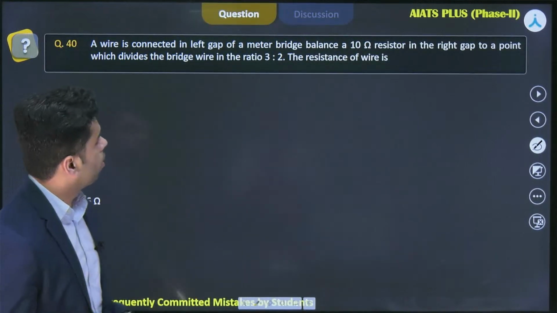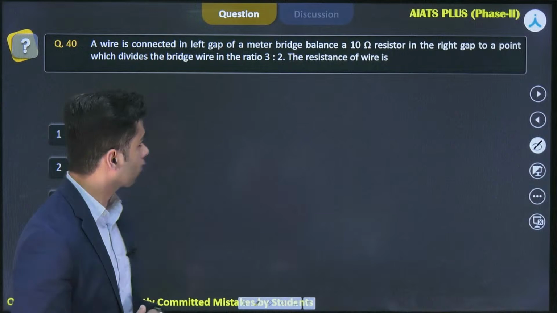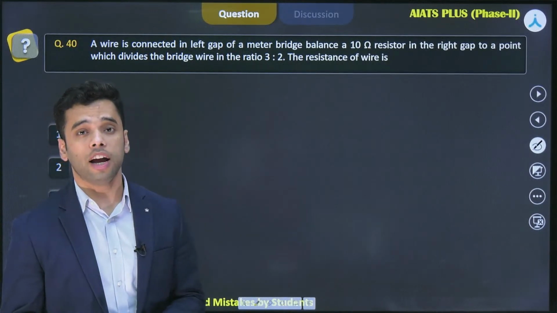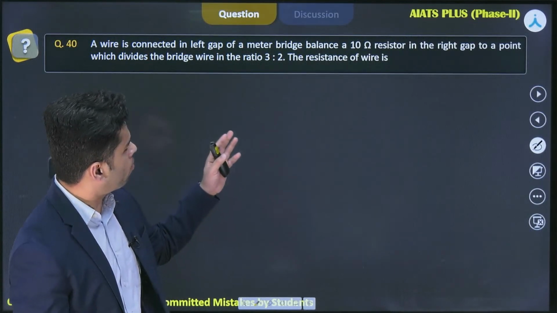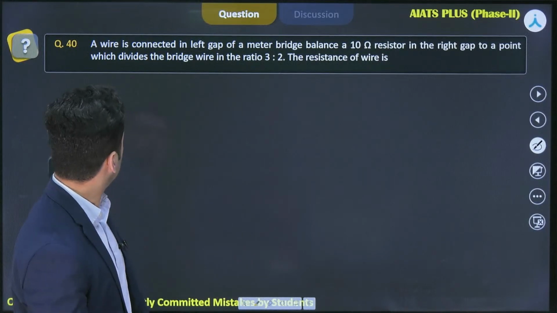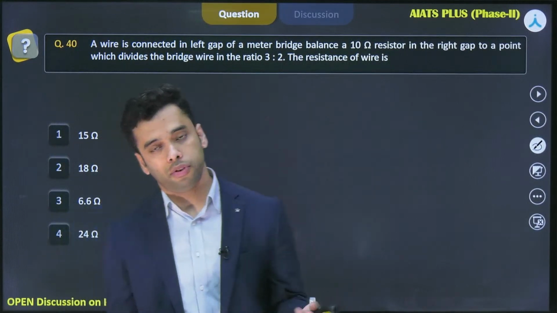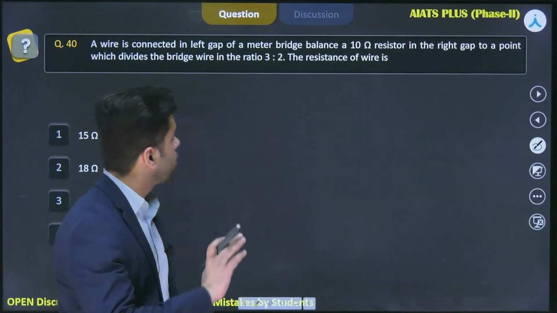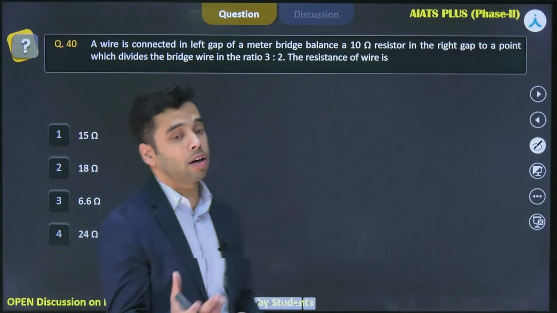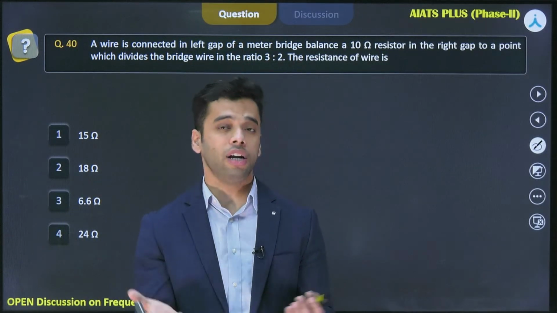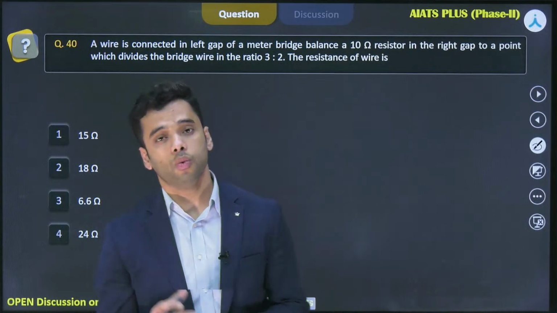This problem is based on the chapter of current electricity, and the problem is of the meter bridge. It says that a wire is connected in the left gap of a meter bridge balance, a 10 ohm resistor in the right gap to a point which divides the bridge in the ratio 3:2. The resistance of the wire is. So you have been given a setup of meter bridge, and in the right gap there is a 10 ohm resistor. In the left gap a wire is connected, and the jockey or that point of null deflection divides the length in the ratio 3:2. So you need to find the resistance of the wire, right?